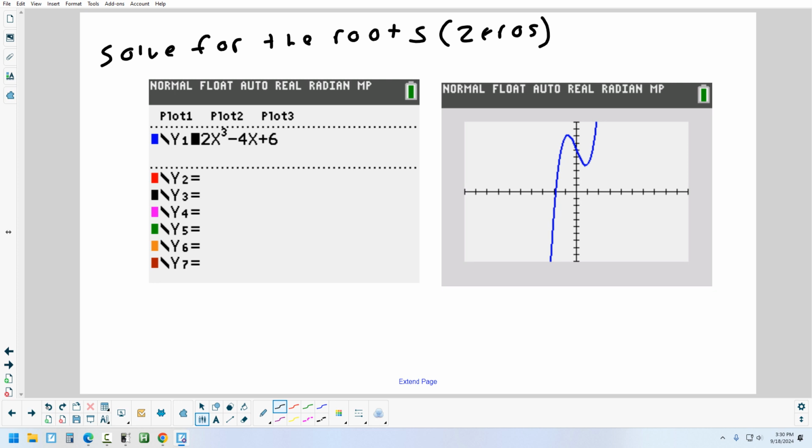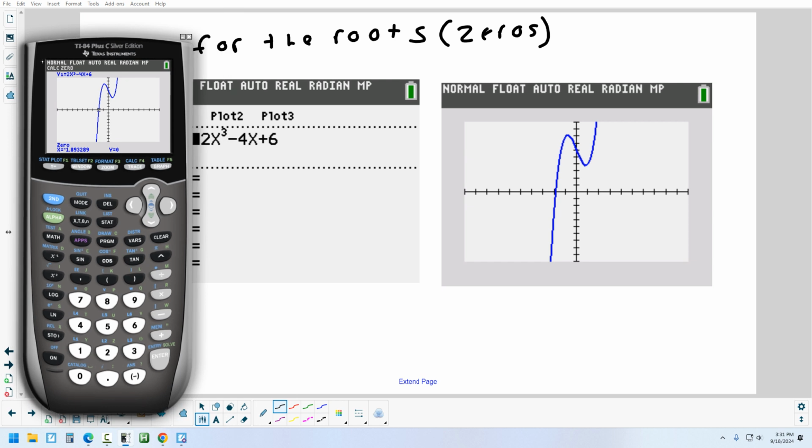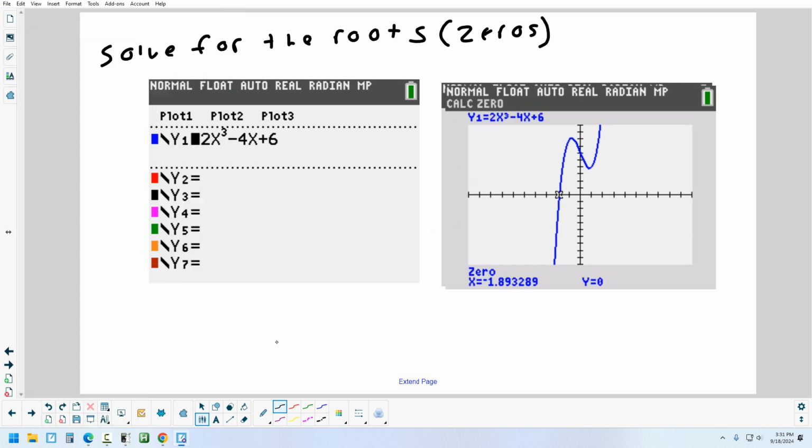Okay, how do you calculate the zeros? Do you remember what you have to press? Second trace, yep, and then click the second option. Pick a point somewhere to the left of your 0, hit enter. Pick a point somewhere to the right of your 0, hit enter. And hit enter one more time for the guess. And that number that you get is the 0 that we're looking for.